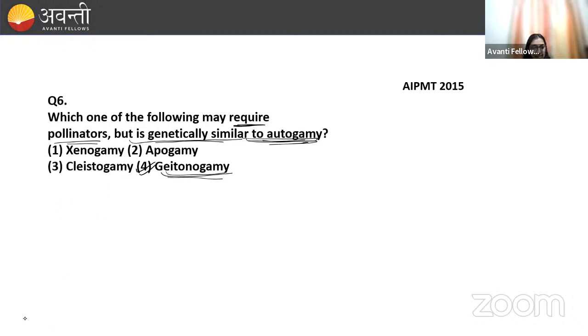Xenogamy is the cross-pollination. Cleistogamy is when the flower does not open, and in cleistogamy, autogamy will take place. And apogamy is the formation of embryo without fertilization.